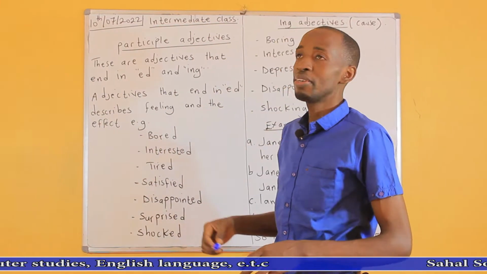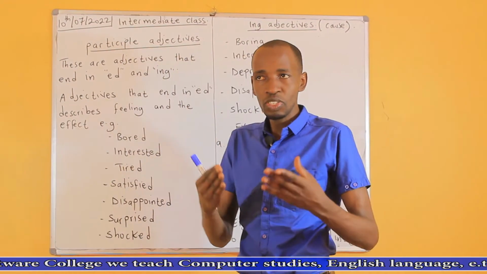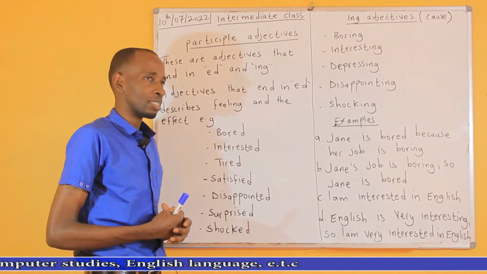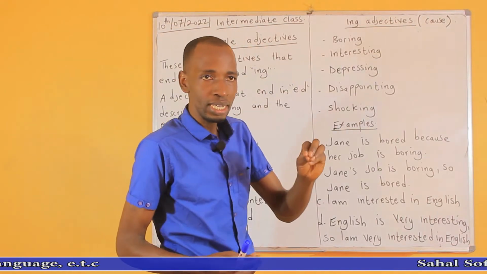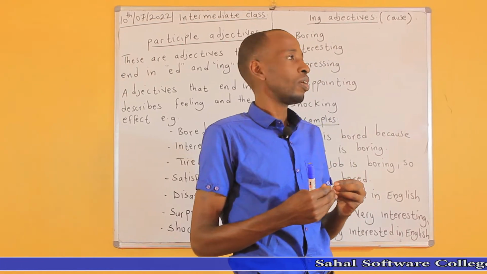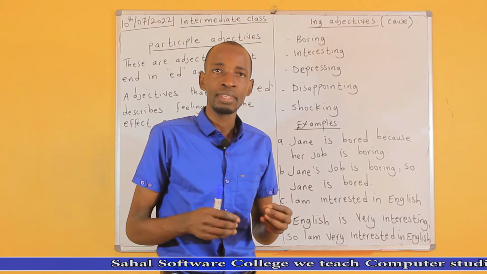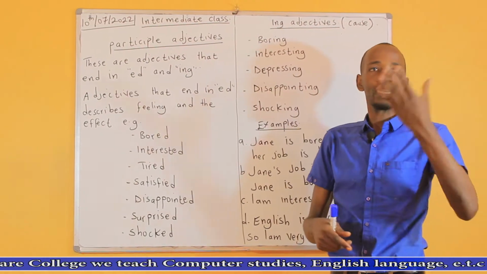So we are having this interesting lesson, participle adjectives. What are participle adjectives? These are adjectives that end in ed or ing. But most students confuse them. That's why I brought it here in intermediate class, maybe you can understand it better. Most students confuse ed and ing. When they see ing, they think that it is talking about now. And when they see ed, they think that it is talking about past tense.